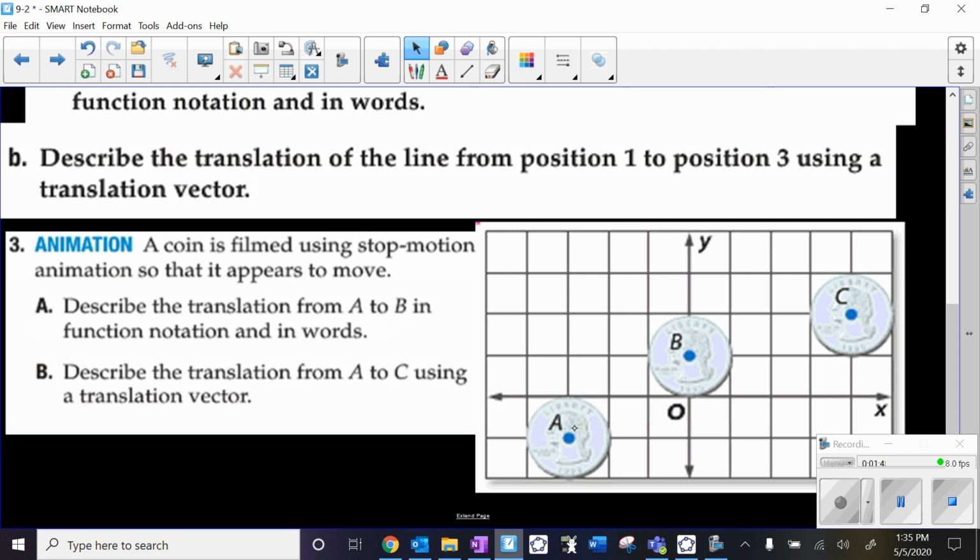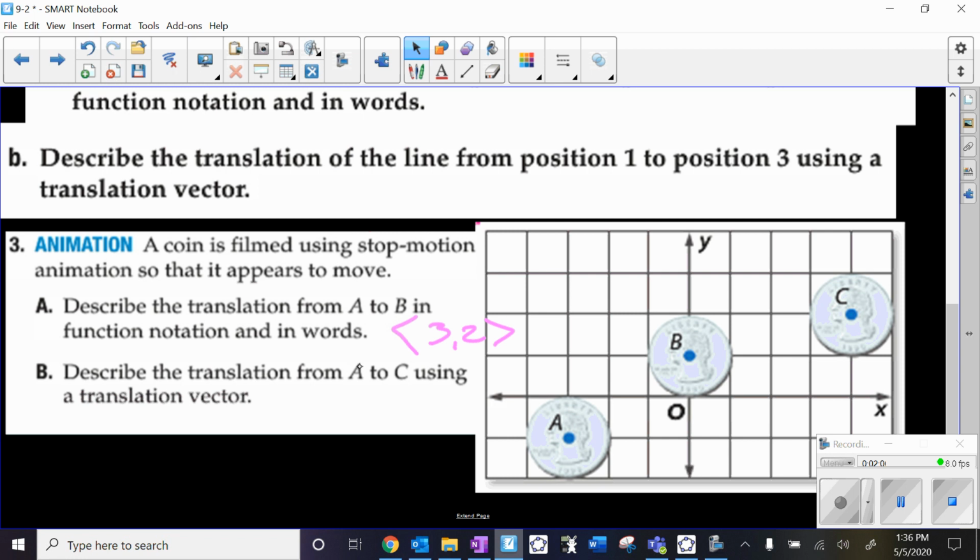So if I want to go from A to B, the vector is pretty similar to a point. You're finding out how much do I go over and then up. So from A, it looks like I'm going over 1, 2, 3, and then up 1, 2. So the vector would be 3, 2.